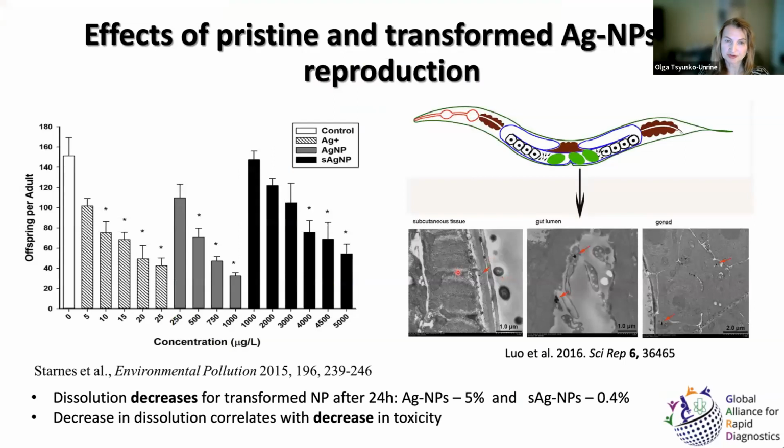And this is just an example of how toxicity changes, again, in the nematodes, the organisms that I frequently work with. If you look here, the measure is reproduction, number of offspring per adult. Here we have the response to ions at this concentration, then the response to silver nanoparticles as synthesized. They're less toxic than ions, and those silver nanoparticles are sulfidized after they're released into the environment, right? So they went through environmental transformation, and toxicity is decreased significantly.